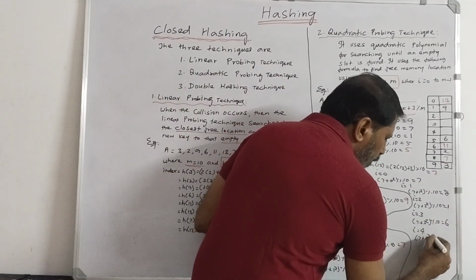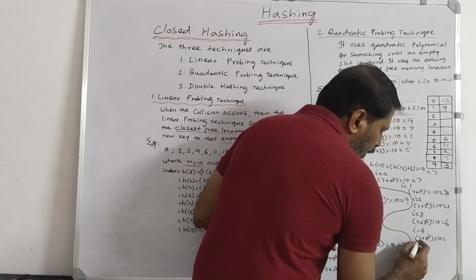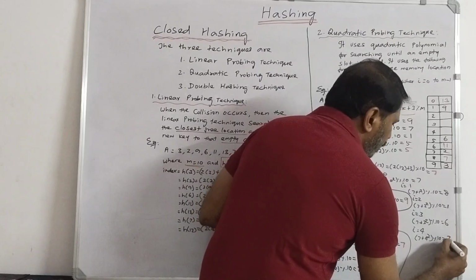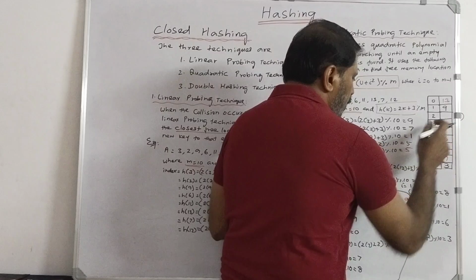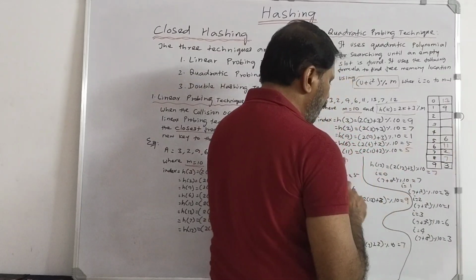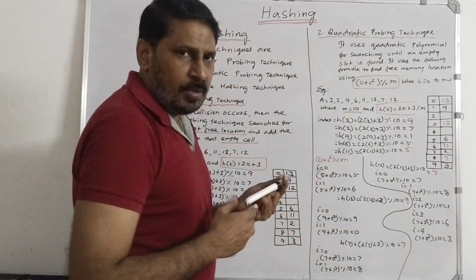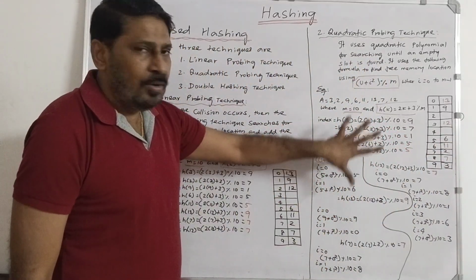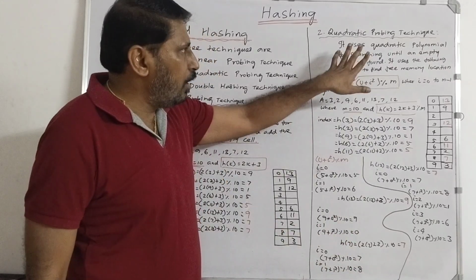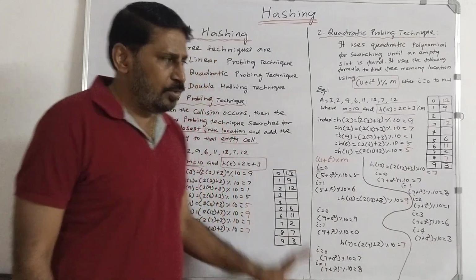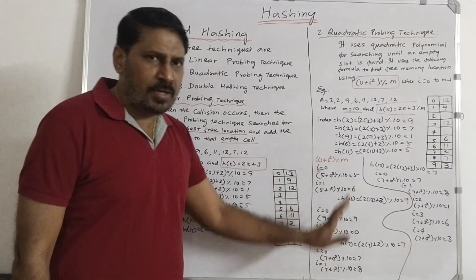7 plus 4 square modulo 10. What is 4 square? 16. 16 plus 7 is 23, so 3. 3 is free now. So we go to the third index and I store the number 12 there. Is the point clear? In this way we find the free memory area whenever a collision occurs in the quadratic probing technique. This is the second technique of closed hashing. I hope you understand the logic.